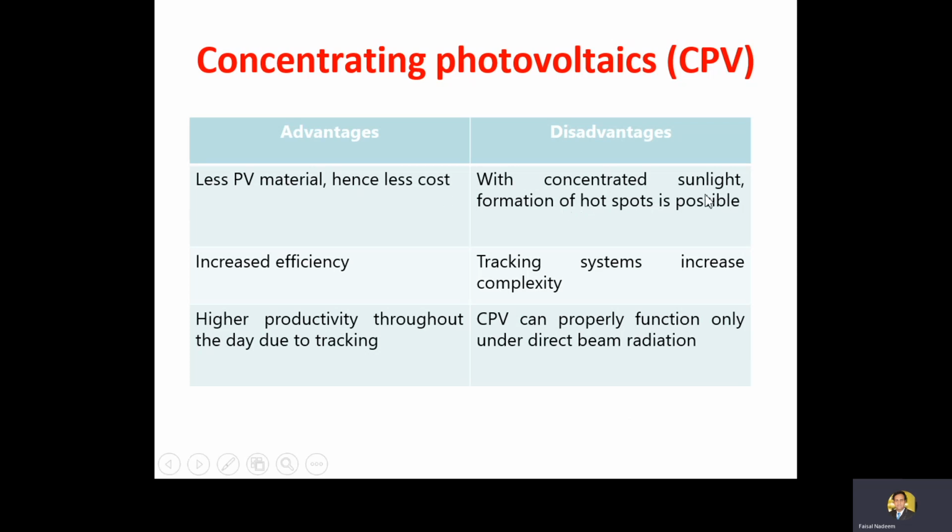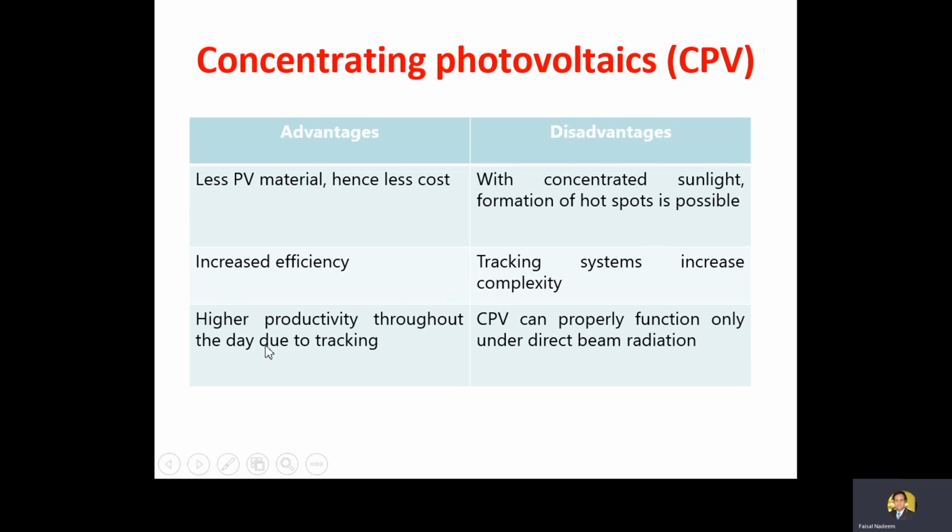But with concentrated sunlight, formation of hotspots is possible. That disadvantage is that due to this light concentration, there might be a hotspot developed on the panel, which will actually damage your cells. Increased efficiency: it is very clear that the efficiency of the cells increases because of the concentration of light. However, the tracking system increases complexity. If we want to increase this efficiency, we need to have a tracking system, and the tracking system actually increases the complexity of the system.